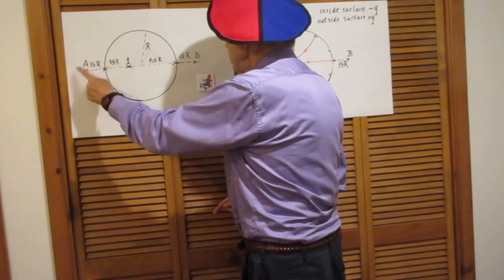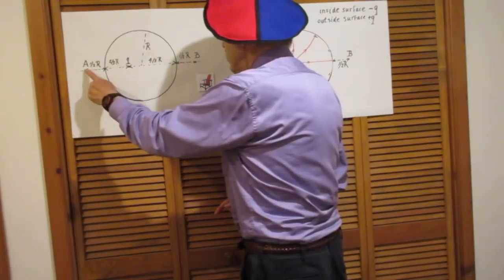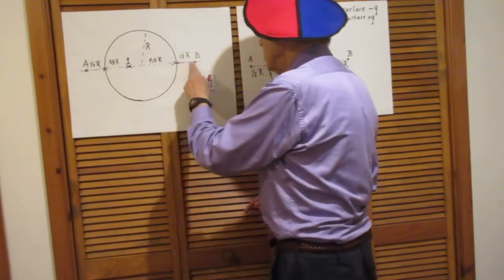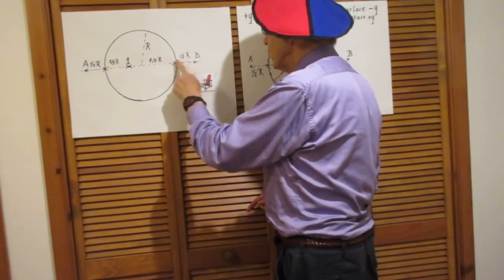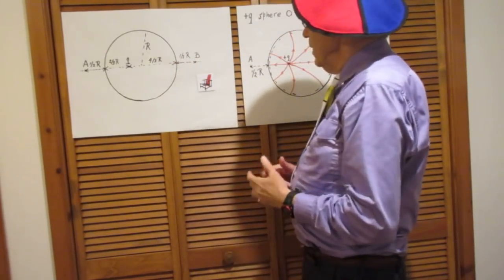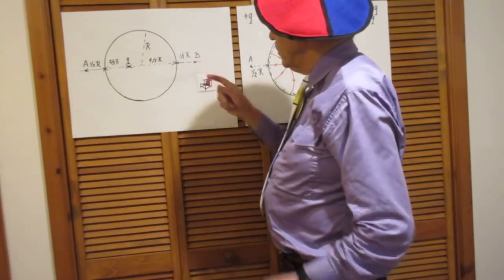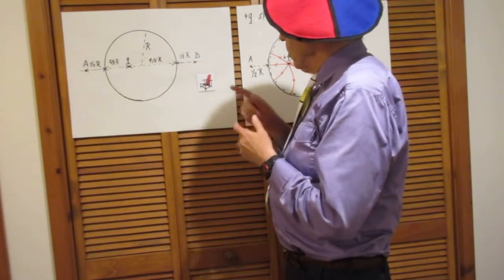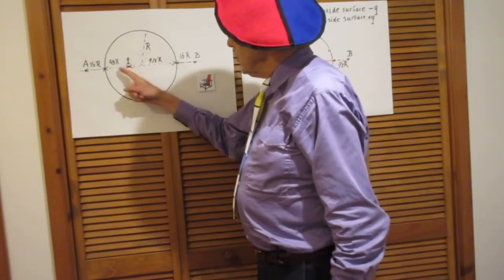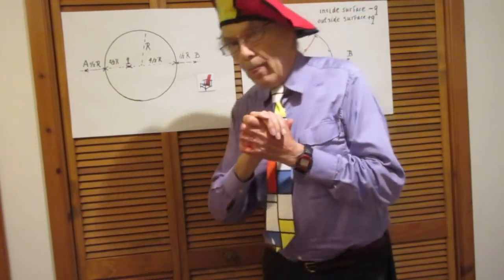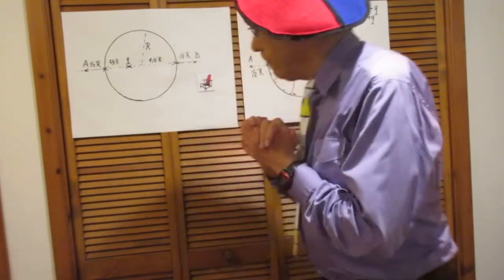Here's a point A and here's a point B. Point A is half a radius away from the surface, and B is half a radius away from the surface. The question now is, what is the electric field at A and what is the electric field at B? Keep in mind that Q is closer to A than it is to B. You ready?